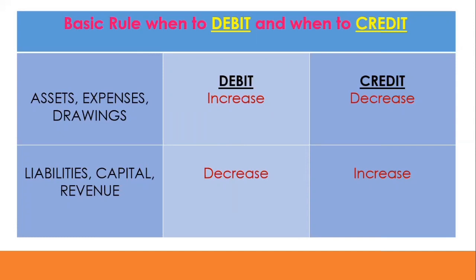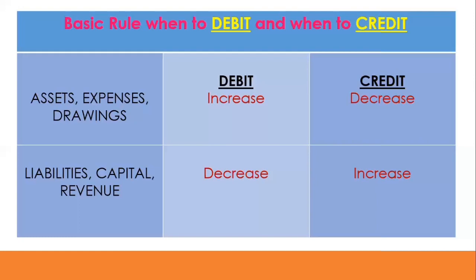And as you can see on the presented tabulation, when a transaction causes our assets, expenses, and drawings to increase, then we have to debit our account, may it be an asset account, an expense account, or a drawing account. However, if the transaction causes assets, expenses, and drawings to decrease, then we have to credit our account. On the other hand, when a transaction causes liabilities, capital, and revenue to decrease, then we have to debit the account. However, if the transaction causes the increase of liabilities, capital, and revenue, then we have to credit such accounts.